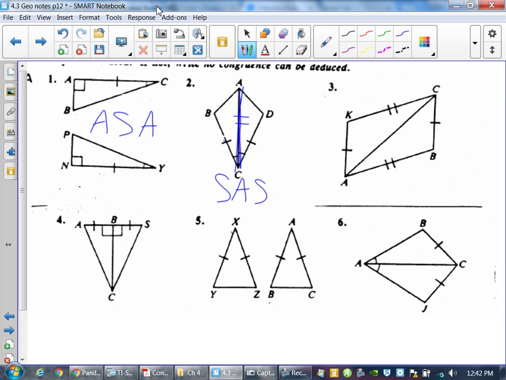Same thing on 3. What's shared? See how that shared diagonal shows up over and over and over again. This is your side, side, side.